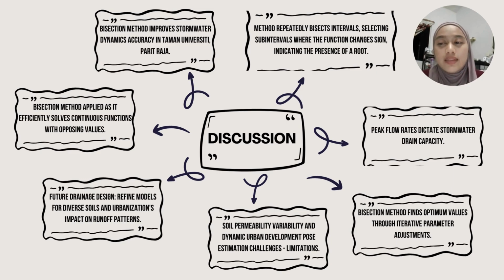But there are limitations to using this bisection method, because the variability in soil permeability and the dynamic nature of urban development pose challenges in achieving precise estimations. So for future studies, we hope that the drainage system design could delve further into refining mathematical models to accommodate the intricacies of varying soil types and the impact of urbanization on water runoff patterns.